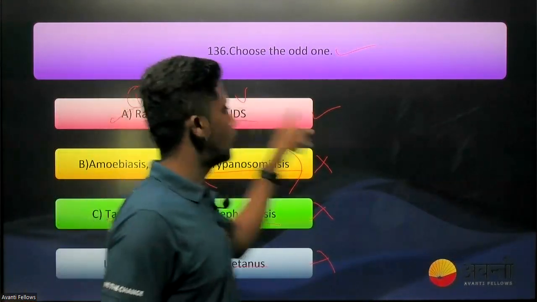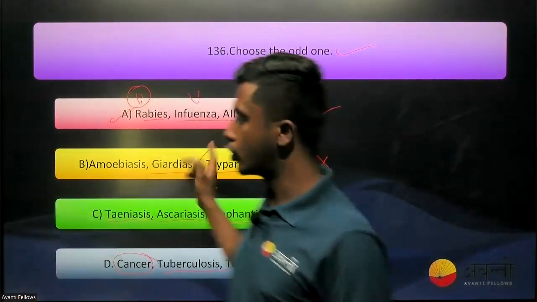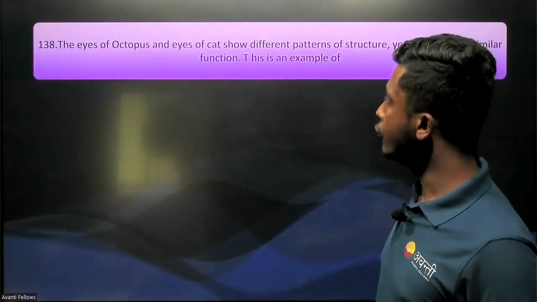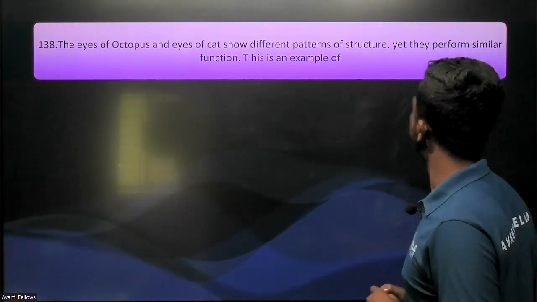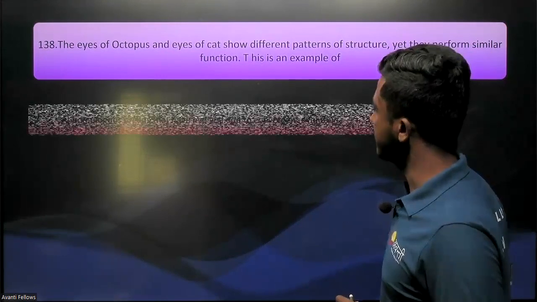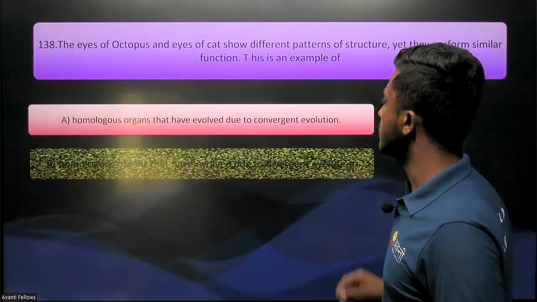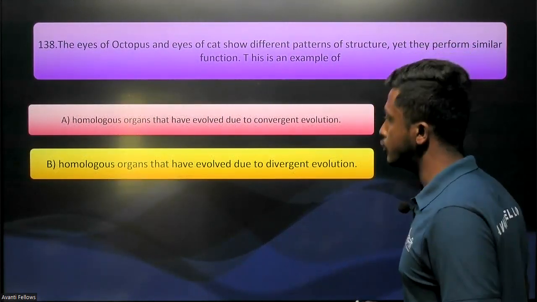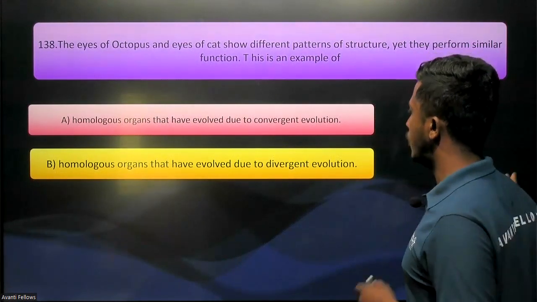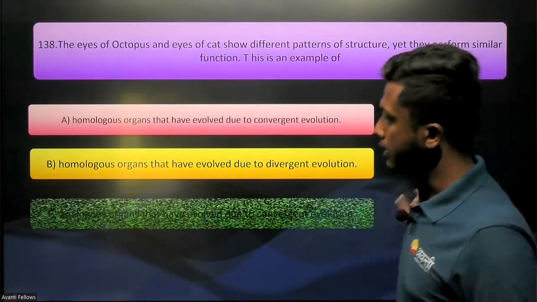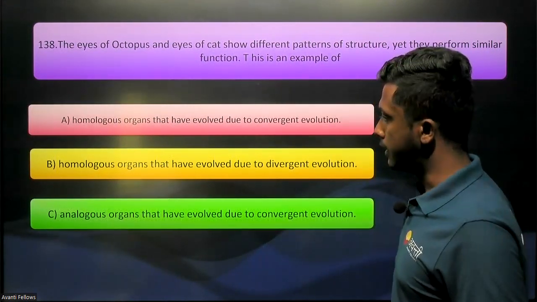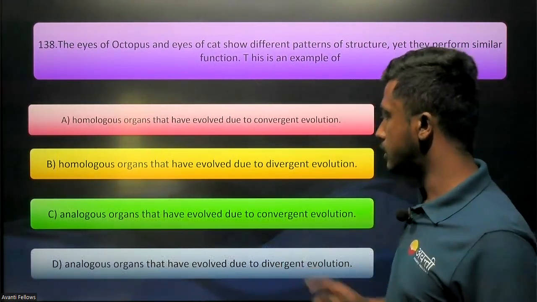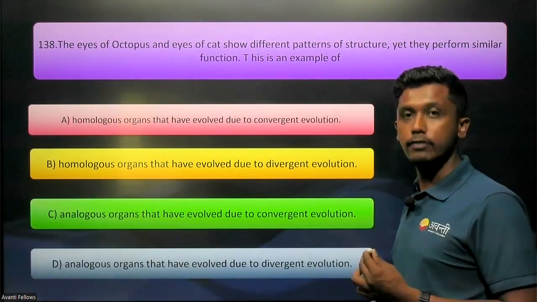Why? Because all of them are viral diseases and they're all grouped properly. Okay, next one. The eyes of octopus and the eyes of cat show different patterns of structure, yet they perform a similar function. This is an example of homologous organs that have evolved due to convergent evolution, homologous organs that have evolved due to divergent evolution, and then we have analogous organs that have evolved due to convergent evolution, and finally, analogous organs that have evolved due to divergent evolution.